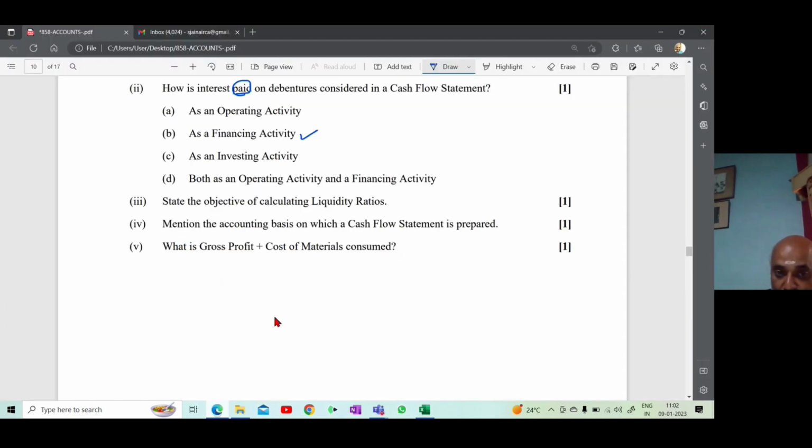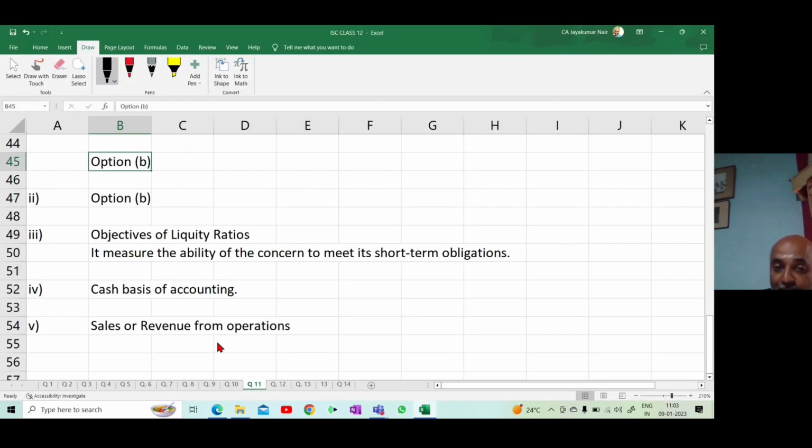Now, the next question is, mention the accounting basis on which the cash flow statement is prepared. Cash flow statement is prepared on cash basis of accounting. On what basis? It is on cash basis of accounting. What is gross profit plus cost of raw materials consumed? It is equal to sales or revenue from operations.